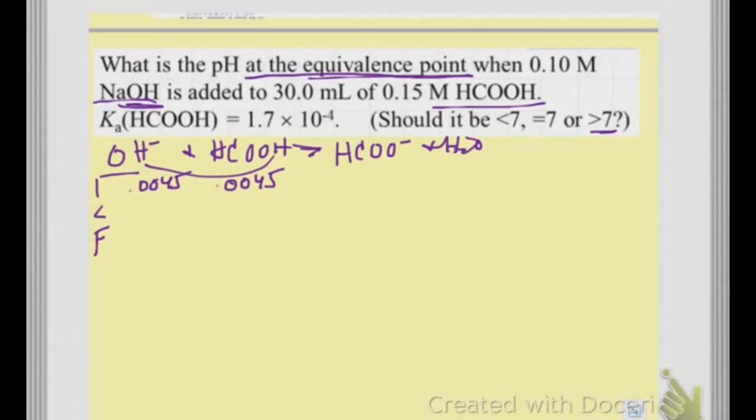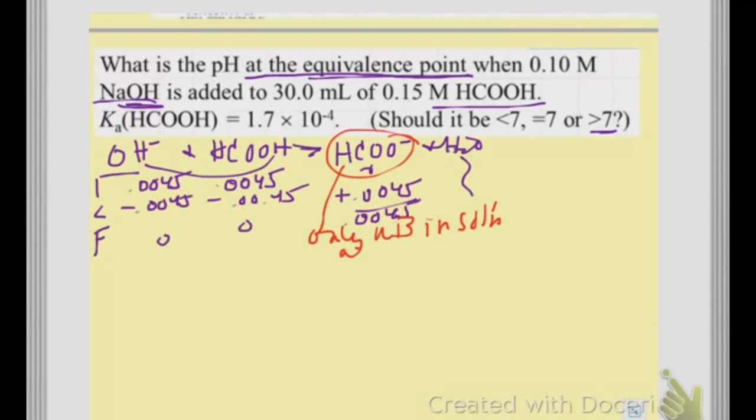Once I've done that, I can look at my concentrations, which is the same thing we did in the last calculation. It was 0.0045. And because we're at the equivalence point, the hydroxide concentration is going to be the same as the acid concentration. So I'm going to lose that same amount from both the base and the acid, but I'm going to form that amount of the conjugate base of that acid. So at my equivalence point, what I have is only a weak base in solution.